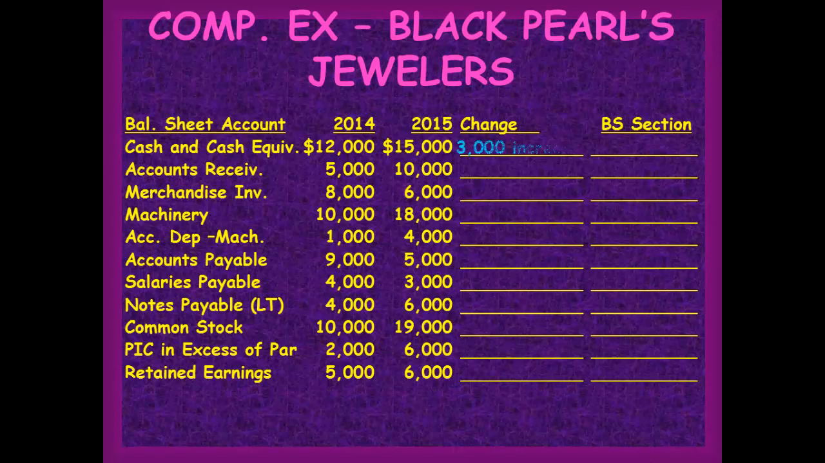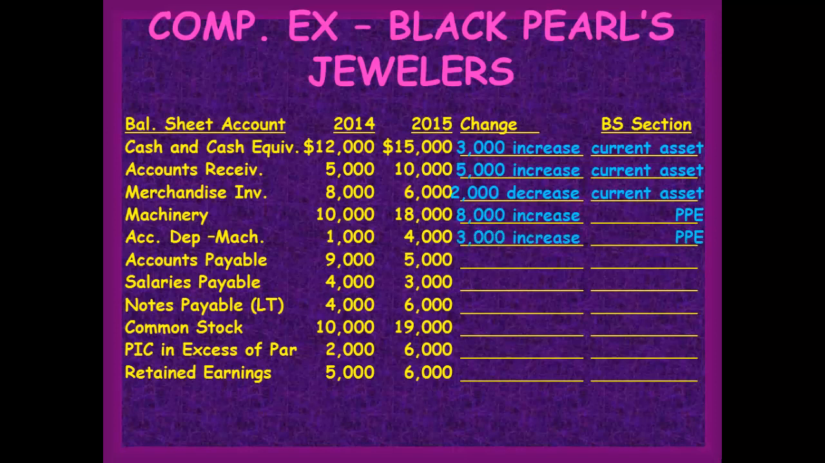With cash, we had a $3,000 increase, and cash is a current asset. Accounts receivable increased by $5,000, it's a current asset. Merchandise inventory decreased by $2,000, it's a current asset. Machinery went up by $8,000, that's part of property, plant, and equipment. Accumulated depreciation increased by $3,000, that's part of property, plant, and equipment. Accounts payable went down by $4,000, that's a current liability. Salaries payable went down by $1,000, that's a current liability.